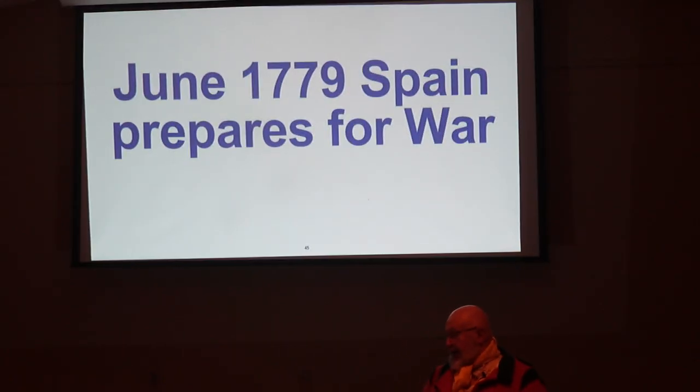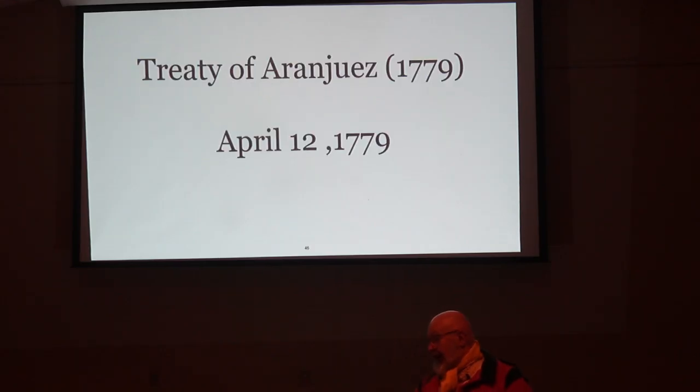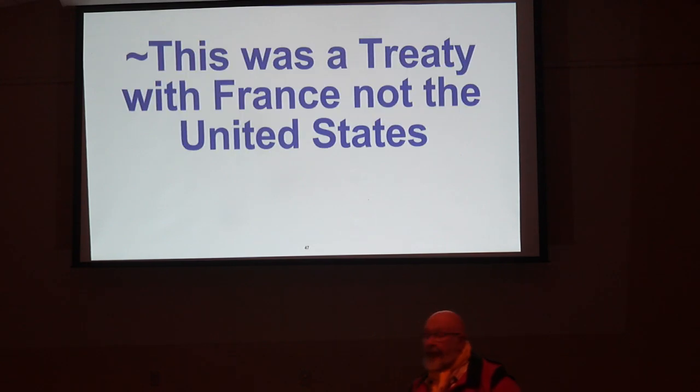June 1779, Spain prepares for war. And here is the treaty in April 12, 1779. They sign, it gets them into the war. The treaty is not with us. Remember, France signed a treaty with the United States. The Spanish signed a treaty with the French. They were French allies, not American allies. Big distinction.